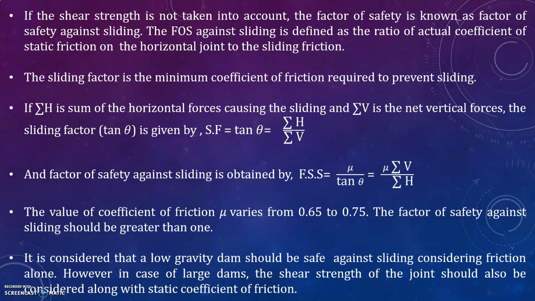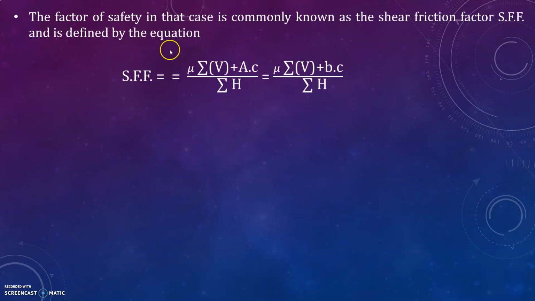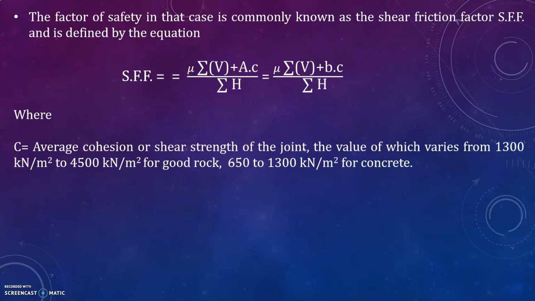The factor of safety in that case is commonly known as shear friction factor and is defined by the equation: μ ΣV + A·C divided by ΣH, that is equal to μ ΣV + B·C divided by ΣH, where C is average cohesion or shear strength of the joint, the value of which varies from 1300 kN/m² to 4500 kN/m² for good rock and 650 to 1300 kN/m² for concrete.